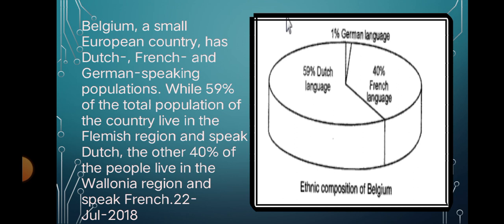Belgium is a small country in Europe. It has Dutch, French speaking, and also German speaking people. Around 59% of the total population of the country lives in the region called the Flemish region, and 40% of the people live in the region called Wallonia. There is also 1% of the people who live in the German region.